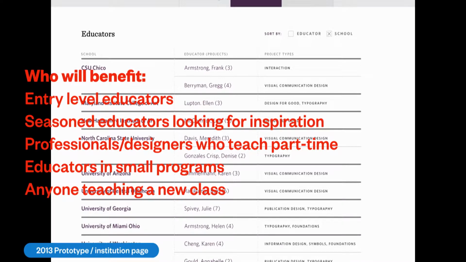So who will benefit? Well, hopefully all of us, but the entry-level educators who are new to education and maybe haven't written up assignments, seasoned educators like myself looking for inspiration, professionals, designers who teach part-time, educators in small programs, and then anyone who's teaching in a new class. And this last one is particularly important because, as many of you may know or may be dealing with, administration is trying to cram different classes in, but potentially not giving us new faculty hires. So you're having to teach things like maybe interaction design or a class that you've maybe never taught before. So this is going to be a really important asset.